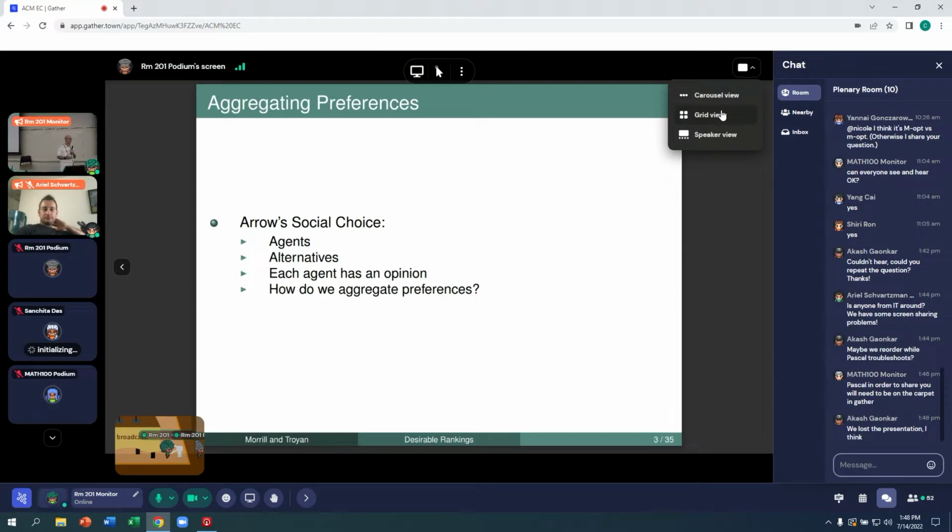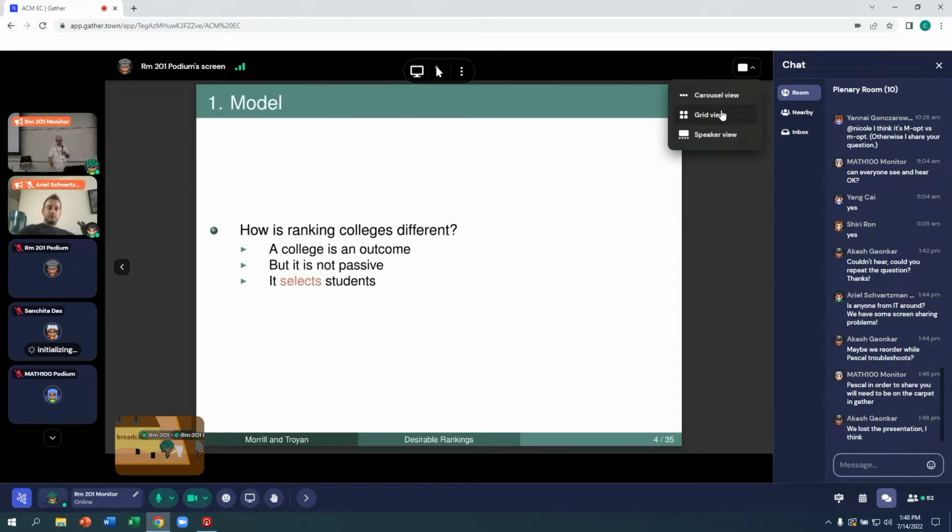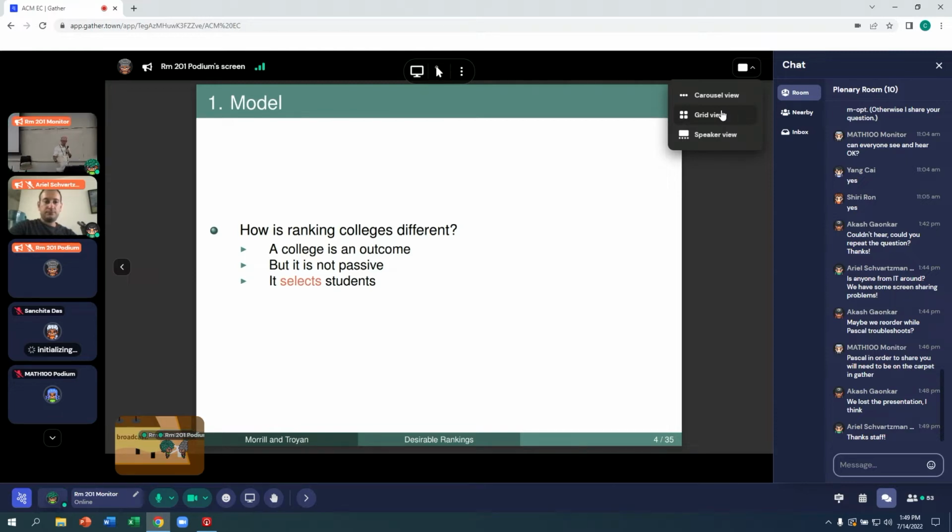All of us have an opinion about the college rankings, and we could just try to figure out some way of aggregating preferences. And of course, we don't want to do this, because this is just Arrow's world, and we know this leads to impossibility results. What gives hope and leads to possibility results is that the ranking of colleges, the ranking of journal articles, is the outcome of a competitive process. So it's not passive. The key is that in all these applications, the object we're trying to aggregate preferences over selects the participants.